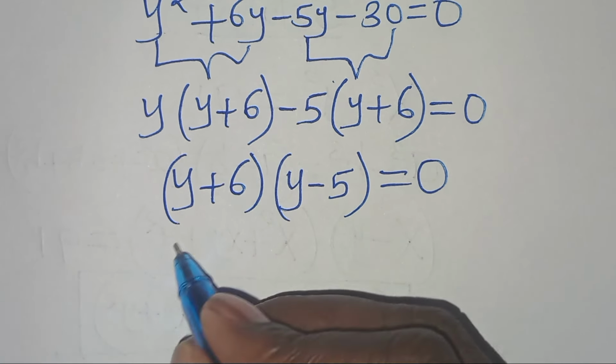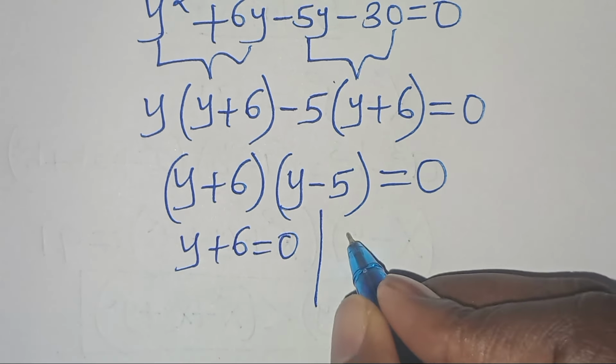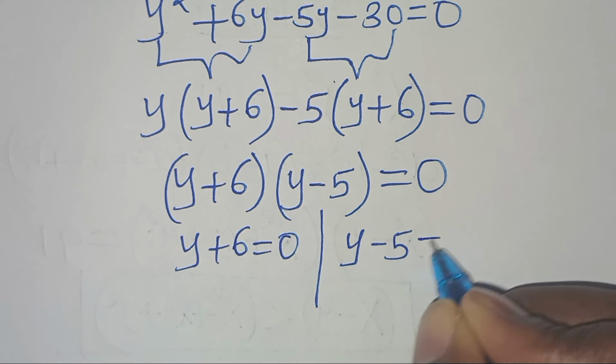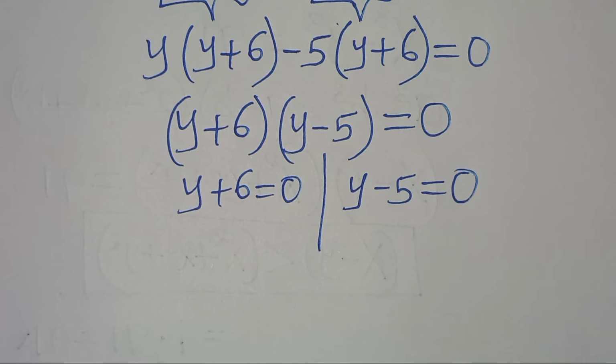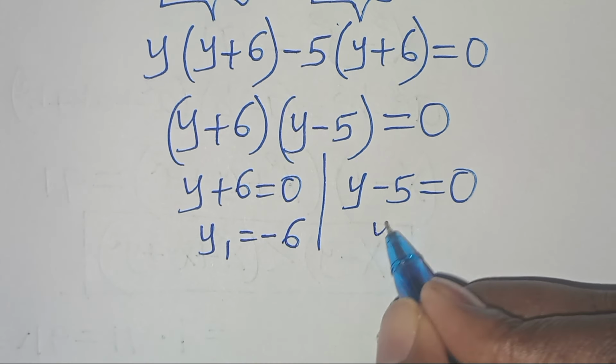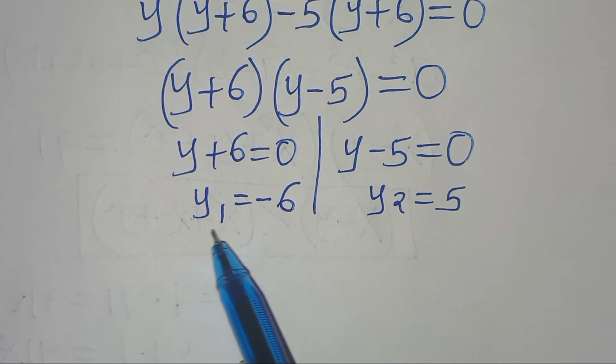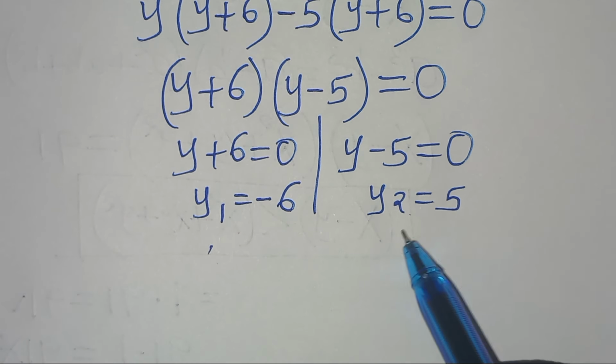Now, here we have y plus 6 equal to 0, and we have y minus 5 equal to 0. So we have y1 is equal to minus 6 and y2 is equal to 5. So let's solve for the corresponding values of x1 and x2.